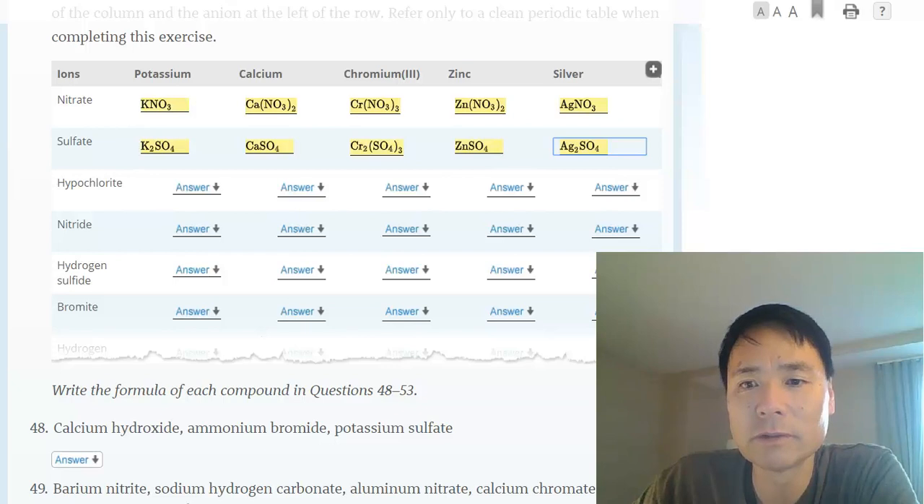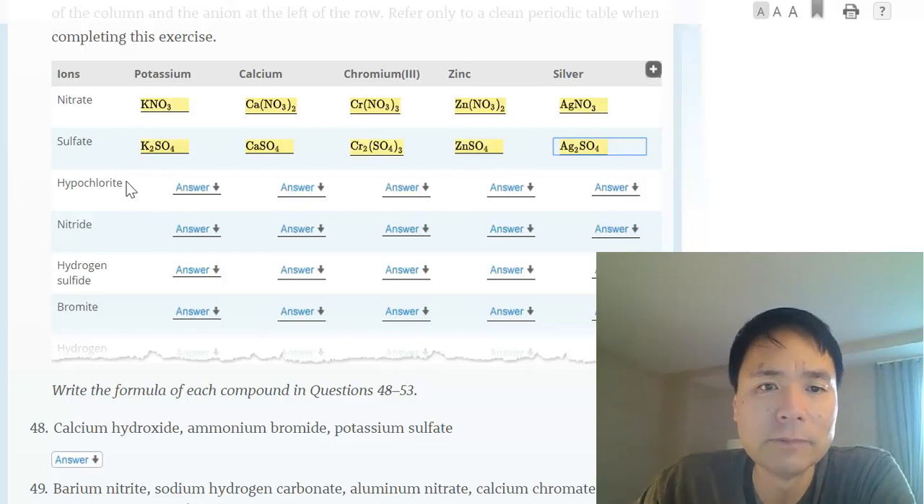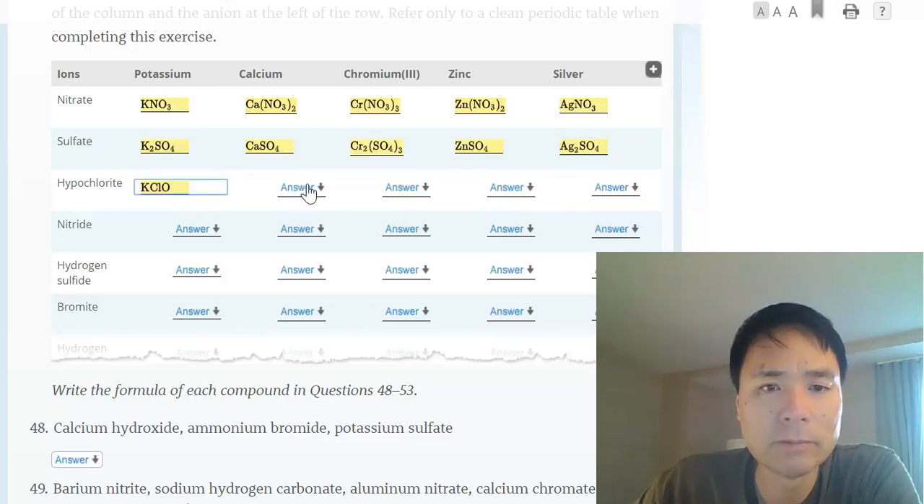We move on to potassium hypochlorite. K is a +1, hypochlorite is a minus, so this would be KClO. Calcium is 2 plus, hypochlorite minus, so we need 2 hypochlorites: Ca(ClO)2.